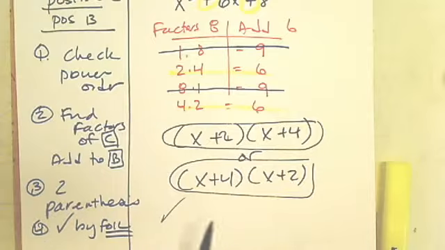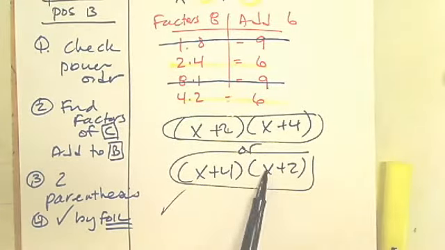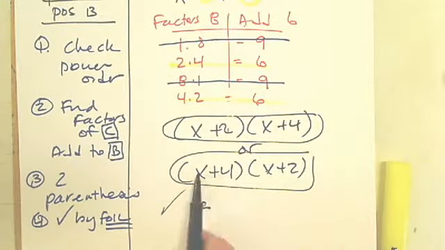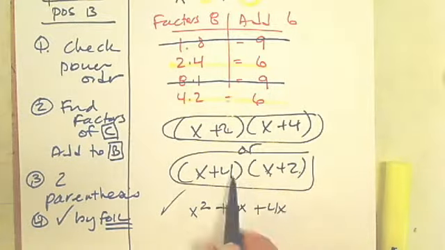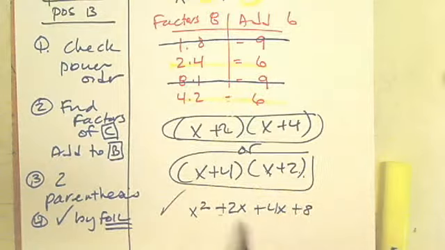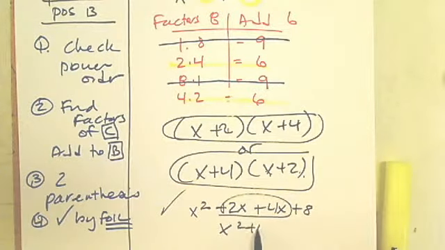Now, if you don't see how I got this answer, x times x is x squared. x times 2, 2x. 4 times x, 4x. 4 times 2, 8. Combine like terms, x squared plus 6x plus 8. So it does work. Do you need to list out both answers? No, just pick one. It doesn't matter. They both work.